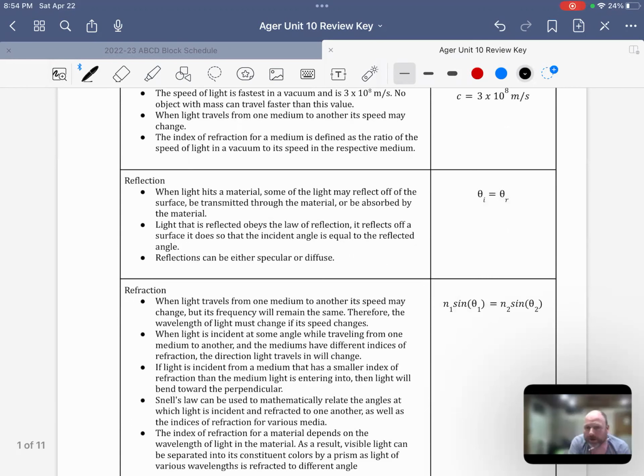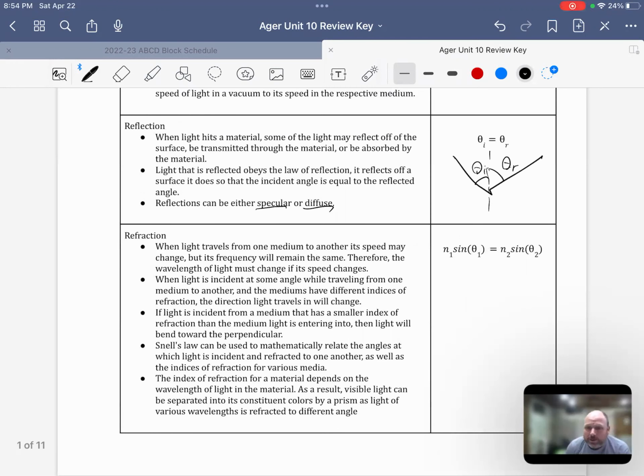All right, reflection, super simple. Light bounces off things. Two ways you can reflect: specular or diffuse. And then the law: it comes in and it bounces away, and relative to the normal, those two angles are the same. That's it.